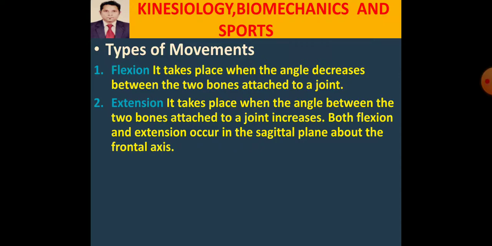Second is extension. It is just the opposite. It takes place when the angle between two bones attached to the joint increases. Both flexion and extension occur in the sagittal plane about the frontal axis.